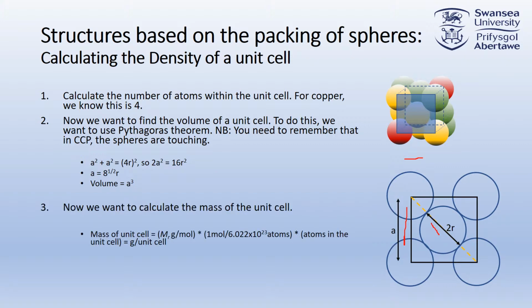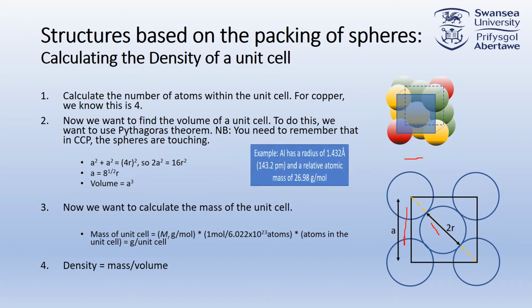Now we want to calculate the mass, and that's simply the mass of the unit cell: the relative atomic mass times the reciprocal of Avogadro's constant and times the number of atoms in the unit cell, and that gives us grams per unit cell. And then our density is basically mass divided by volume. And here's an example for you to work through for aluminium.